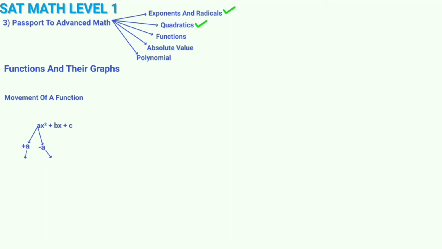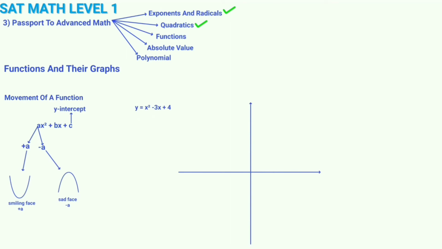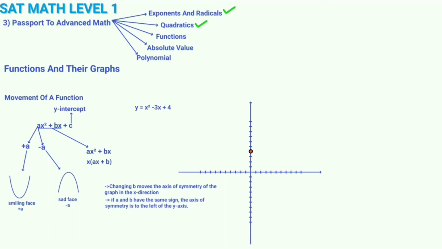Movement of a function ax squared plus bx plus c. We already know this. See the y-intercept, and so we have this. Okay. Changing b moves the axis of symmetry of the graph in the x direction. If a and b have the same sign, the axis of symmetry is to the left of the y-axis. If a and b have opposite signs, the axis of symmetry is to the right of the y-axis.